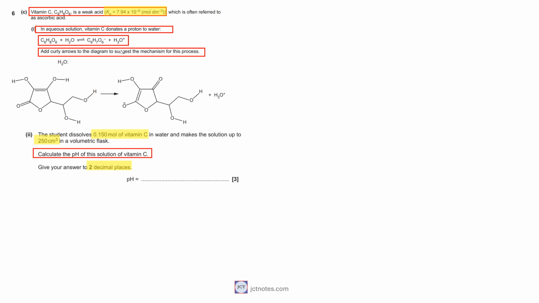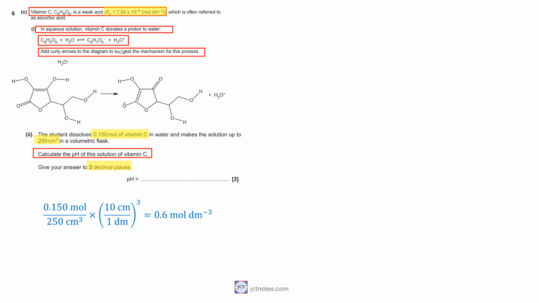With the number of moles and the volume of the solution, we obtain that the concentration of the vitamin C is 0.15 mole divided by 250 cubic centimeters and multiplied by 10 to the power of 3, to transform the cm3 to cubic decimeters. The concentration of vitamin C is 0.6 mole per cubic decimeter.